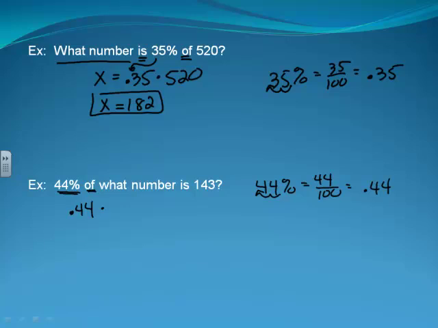The word of means multiplication. What number, okay, that's what you're trying to solve for, we'll let that be an x, is equals, and 143. So we've got 0.44 times x equals 143. You could write that without the multiplication symbol there if you like that better. Either way, the opposite of multiplication is division. We're trying to isolate our x, so divide both sides by 0.44. And if we put that in our calculator, 143 divided by 0.44 gives us an answer of 325.